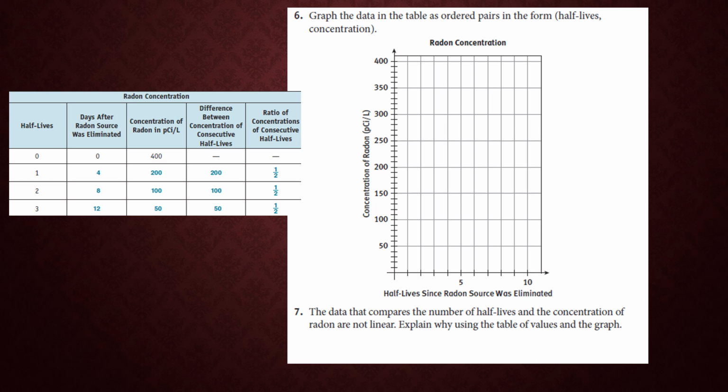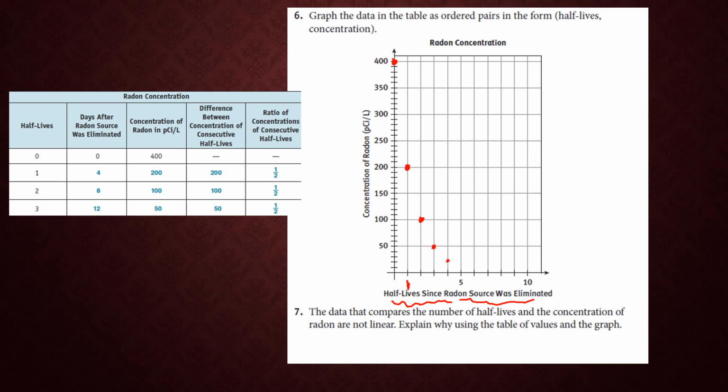All right, so we're going to graph the data from the table now. On the first day, it started at 400. After one half-life, so these are the half-lives down here, not necessarily days. So after 4 days, which was one half-life, it would be down to 200. 2 half-lives, it would be down to 100. And 3 half-lives, it would be down to 50. And 4 half-lives, it would be down to like 25. That's not on there, but it would continue like that.